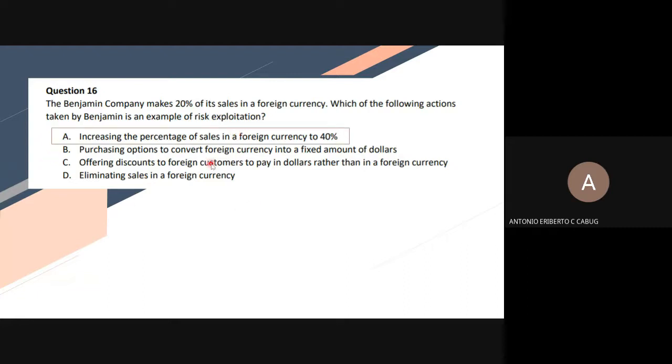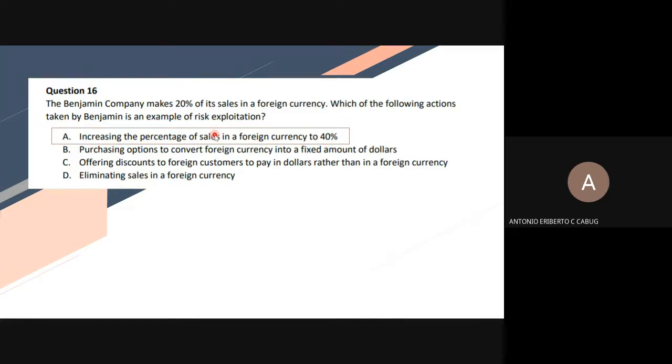Correct answer is A. From 20%, you increase the percentage of sales in foreign currency to 40%. From 20, gawin mong 40%. Tataas yung risk level mo. Bakit mo ginagawa yon? Dahil kung mataas yung risk, mataas yung possible return. Kasi yung risk na yan, dalawang sides niyan, no? Usually, pinag-uusapan natin yung risk, yung negative side, and downward risk. Pero kung meron namang klaseng risk na ang tawag dyan ay speculative risk, may chance na kumita ka.